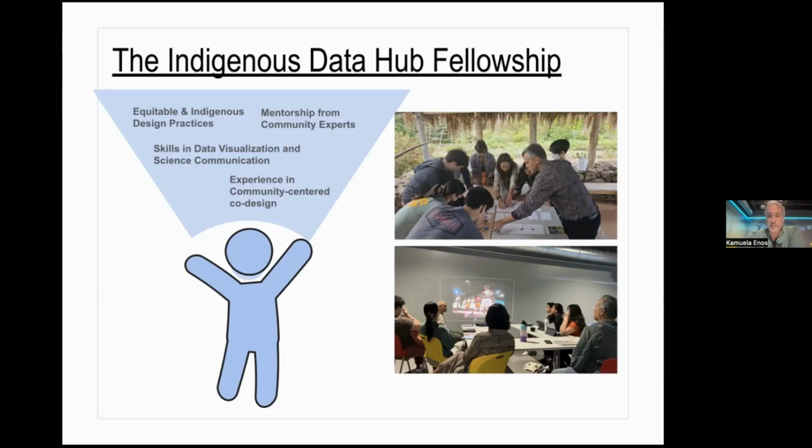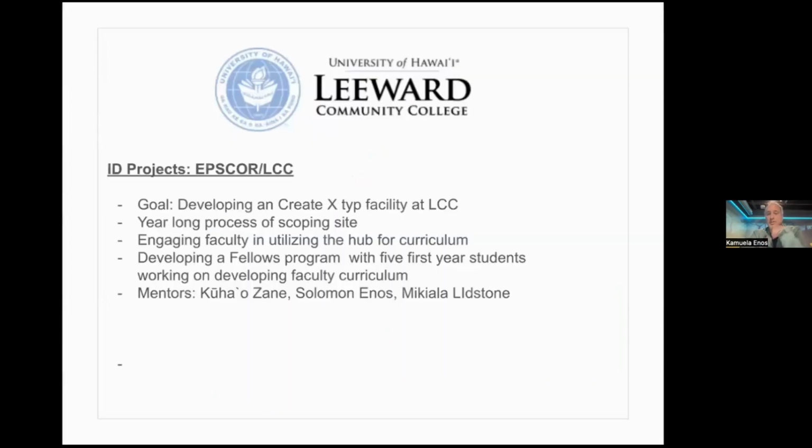One is Kuha Ozain, who's a well-respected indigenous designer in Kumuhula. My younger brother, Solomon Enos, is a well-respected artist. And then we have a community practitioner, Dr. Mikiala Lidstone, who runs the Uluwa'e Learning Center, working with the students in helping them with the design.